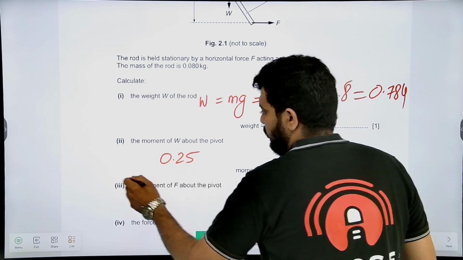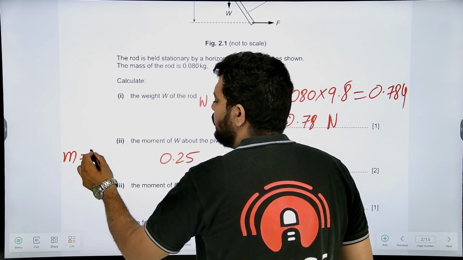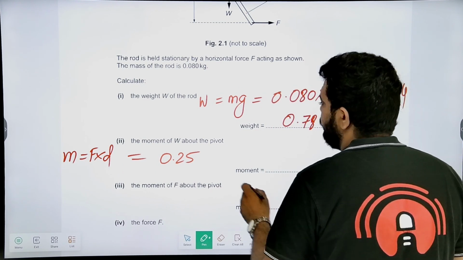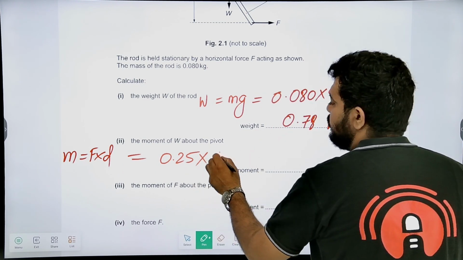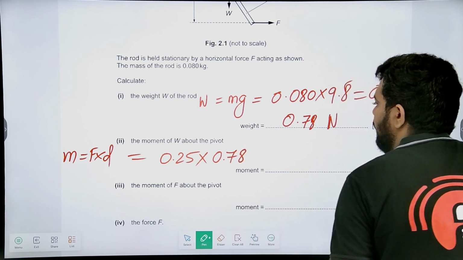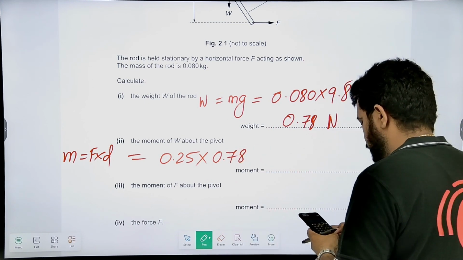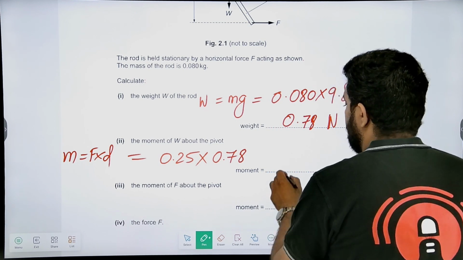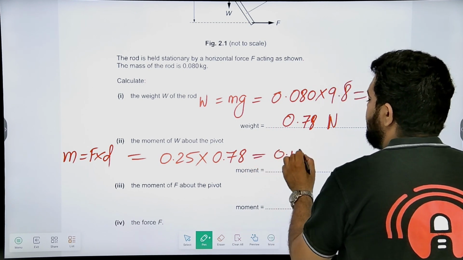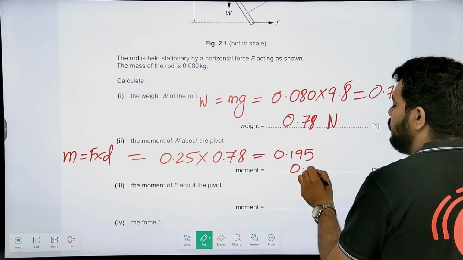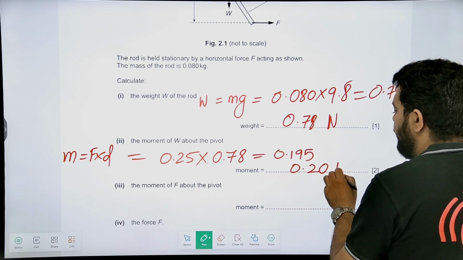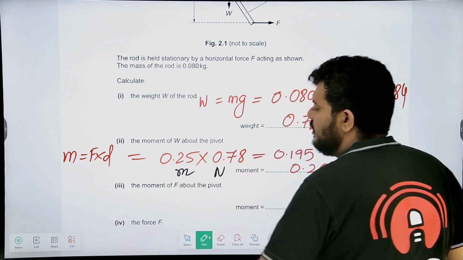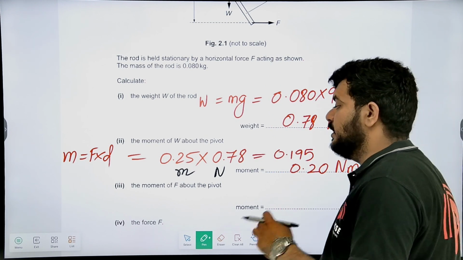Moment is equal to force into distance, and this could be written as 0.25 multiplied by 0.78. So 0.78 multiplied by 0.25 gives me 0.195, or 0.20. Moment is in Newton meter. This is measured in Newton, this is measured in meter. So Newton meter is my unit.